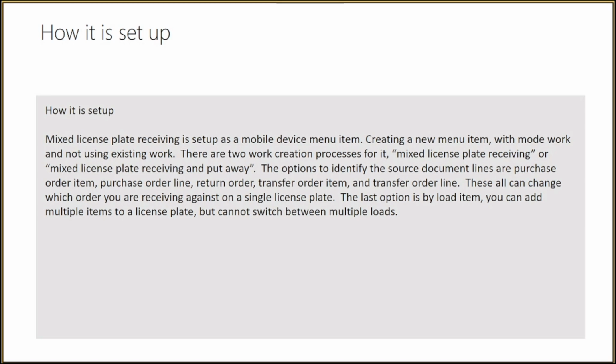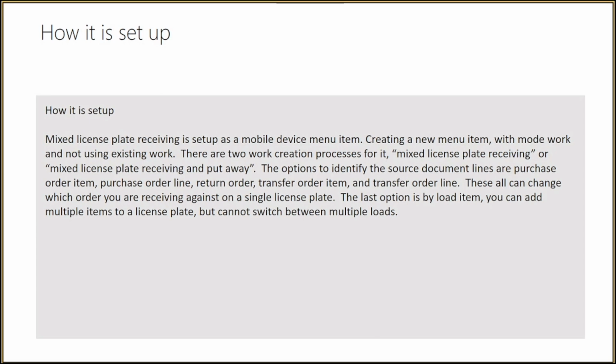The options to identify the source document lines are purchase order items, purchase order line, return order, transfer order item, and transfer order line. As you can see, support for return orders is there. So if I have a dedicated area where I want to put all of my returns and then resolve them later, I can be receiving the returns and scanning my RMA code and building my pallet up with all of these items that customers might return.